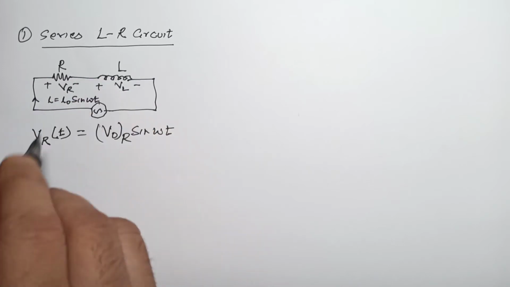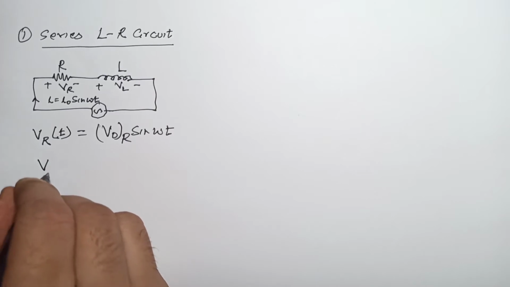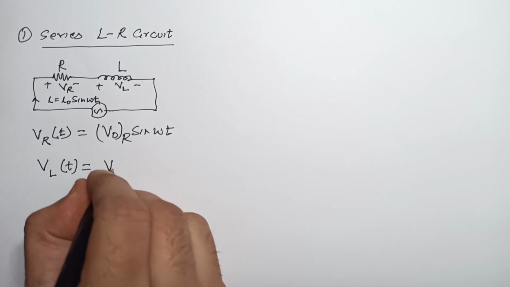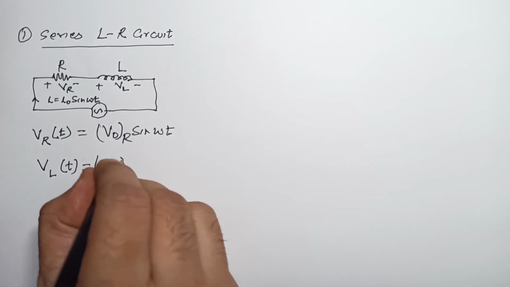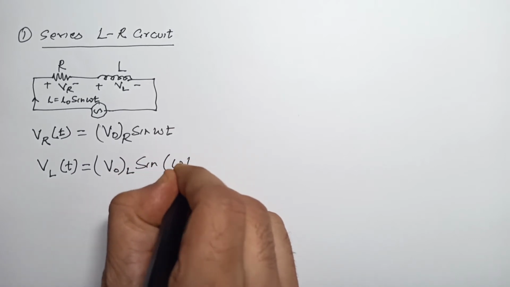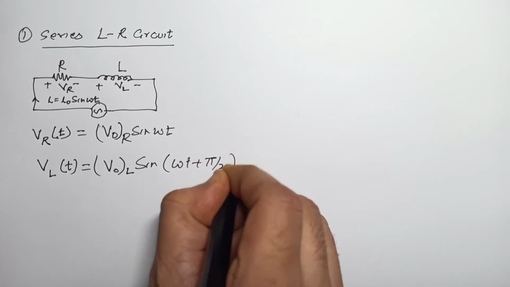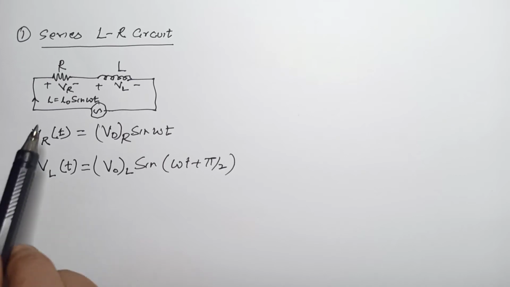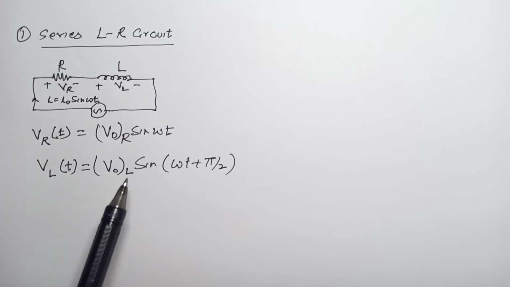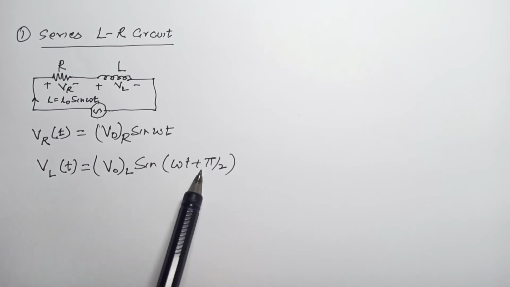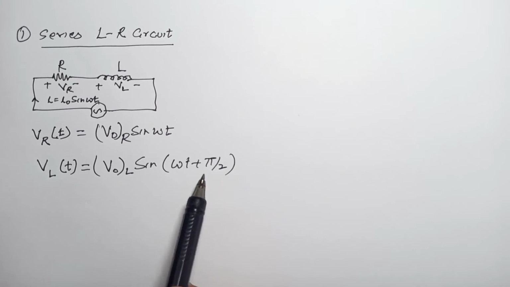Similarly, for the inductor, we can say VL as a function of time is equal to V naught L sine of omega t plus pi by 2. Why? Because as we know, in an inductor the current lags, and when the current lags, the potential is ahead by how much? Pi by 2, that is 90 degrees or radians.